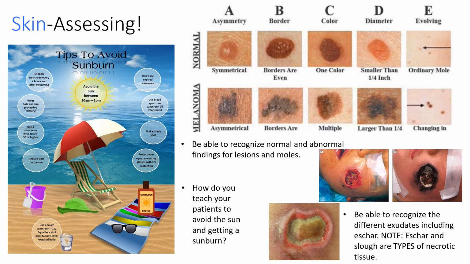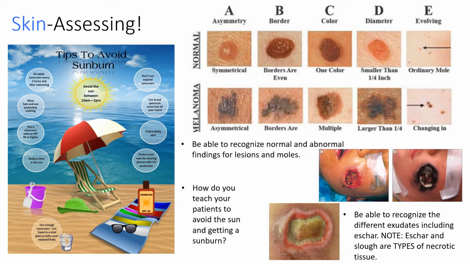How do we assess the skin? This is back to 5th semester, right? A, B, C, D, E: asymmetry, border, color, diameter. Is it evolving? This is a difference between a normal bump or mole versus an abnormal bump or mole. Your borders are going to be ragged. They're going to be undifferentiated, meaning they're not clear borders, okay?